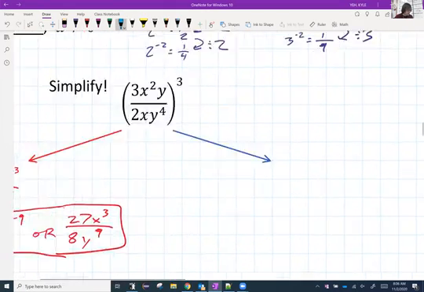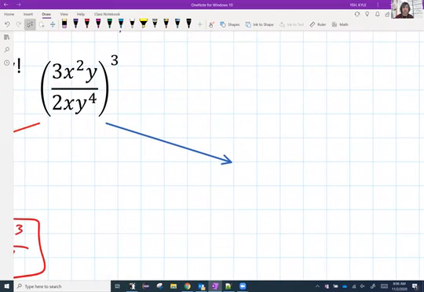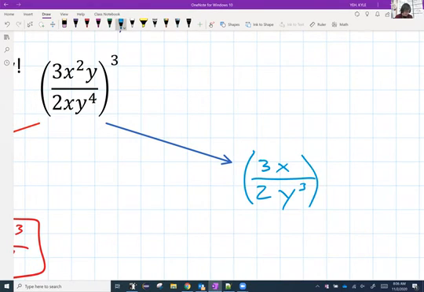What if instead we said, well, let's simplify what's inside there and then cube? So that means we have 3 over 2. We have x squared over x, so that means we have x here. And then we have y over y to the 4th. So that's, if we cancel out one y on top and bottom, that gives us y cubed on bottom, right? So we could kind of simplify this and then cube it.